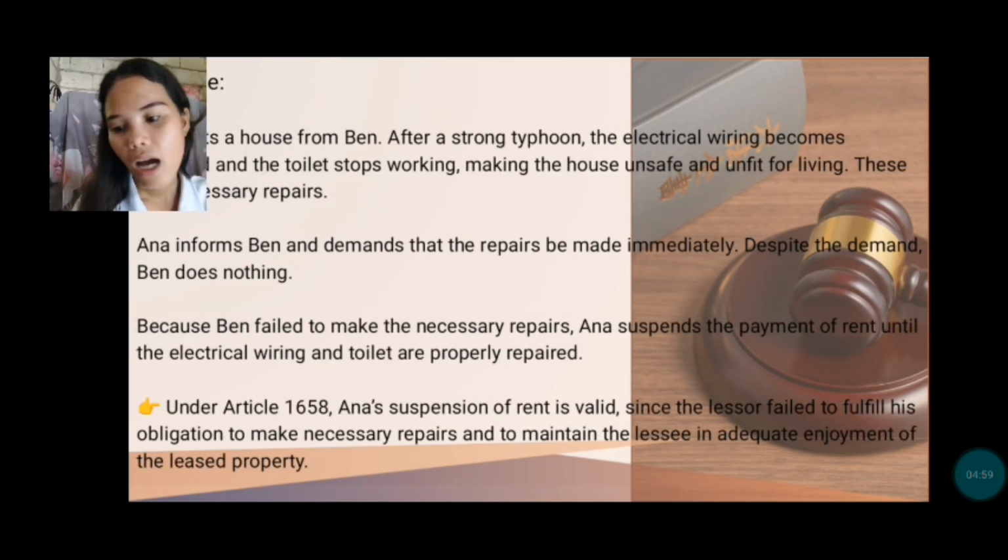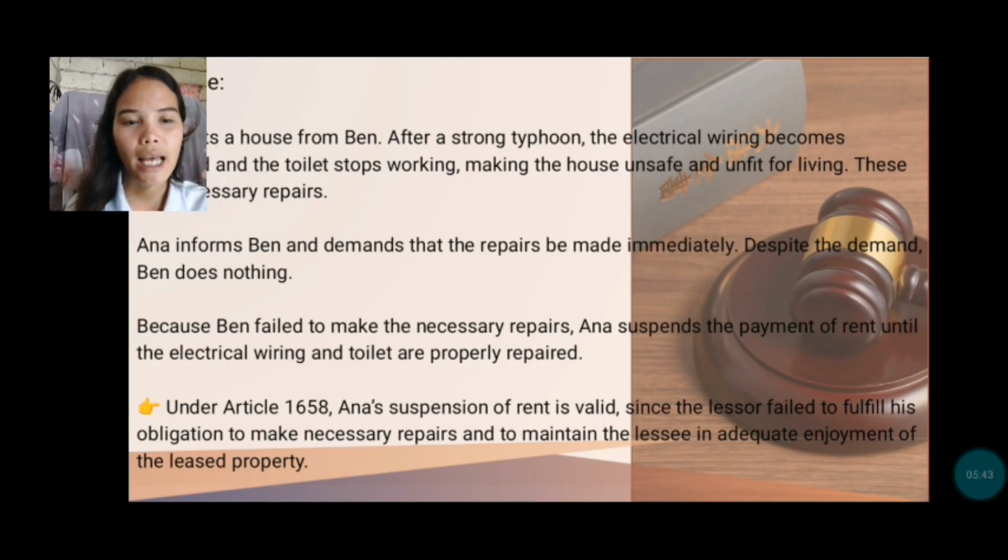Here is an example. Anna rents a house from Ben. After a strong typhoon, the electrical wiring becomes exposed and the toilet stops working, making the house unsafe and unfit for living. These are necessary repairs. Anna informs Ben and demands that the repairs be made immediately. Despite the demand, Ben does nothing. Because Ben failed to make the necessary repairs, Anna suspends the payment of rent until the electrical wiring and toilet are properly repaired.